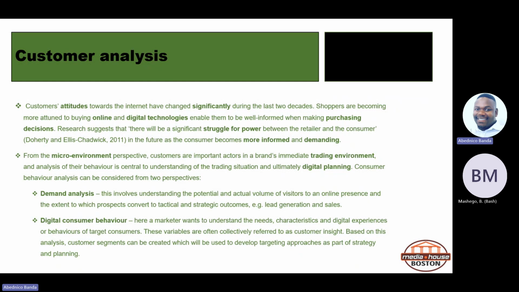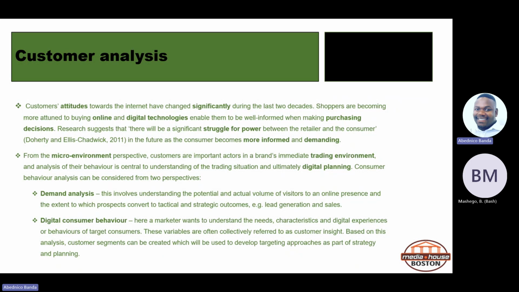So demand analysis involves understanding the potential and actual volume of visitors to an online presence. Remember, an online presence is not only about coming to a website. Email activity also determines online presence and the extent to which prospects convert to a tactical and strategic outcome. For example, lead generation or sales. So are these sales coming from the mobile app? Are these sales coming from the website? Are we getting leads from our interactions on TikTok, on WhatsApp, and so forth?